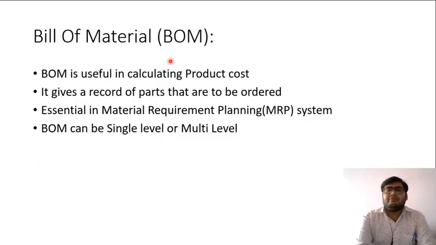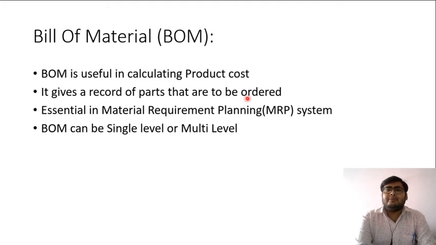Now what is a bill of material and how is it useful? Bill of material is useful in calculating product cost, because we have an idea of all the materials and assemblies used in it. So we can calculate the cost of raw material and the cost of other assemblies and sub assemblies that are used in the product, and it will be helpful in calculating the product cost.